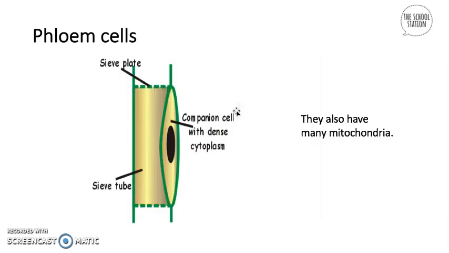And the last cell we're going to be talking about for today is phloem cells. Phloem is a specialized transport tissue that carries the food made by photosynthesis around the body of the plant, and is made up of phloem cells that form tubes rather like xylem cells. So phloem cells and xylem cells make similar tubes.